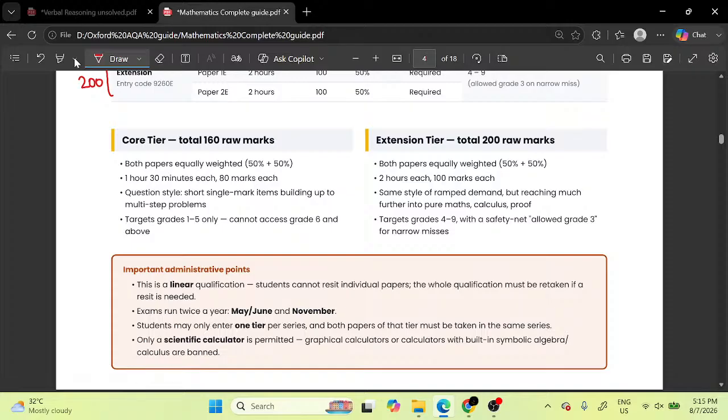And if we talk about the extension tier, the total marks are 200, as I told you earlier.